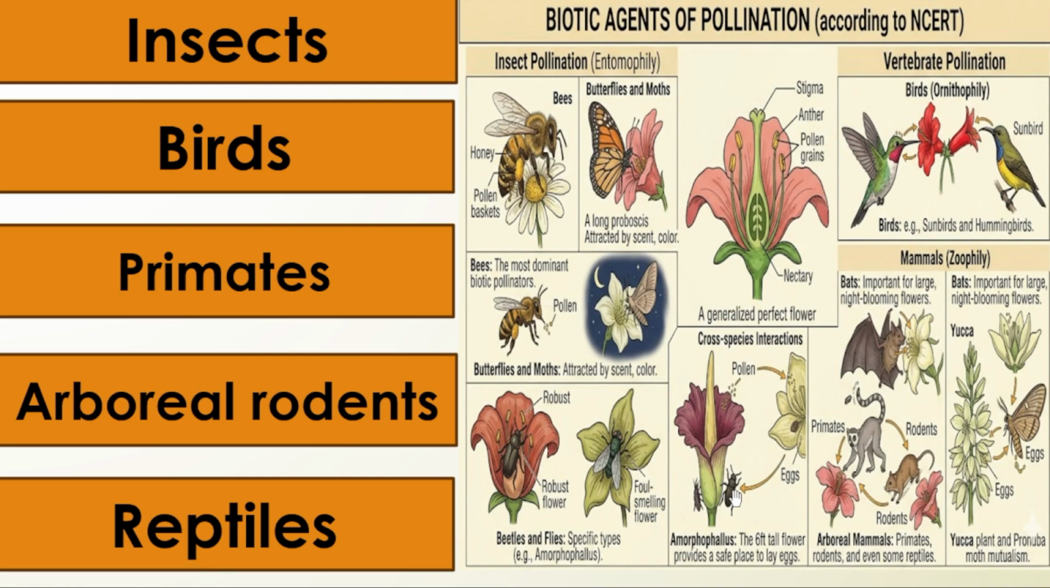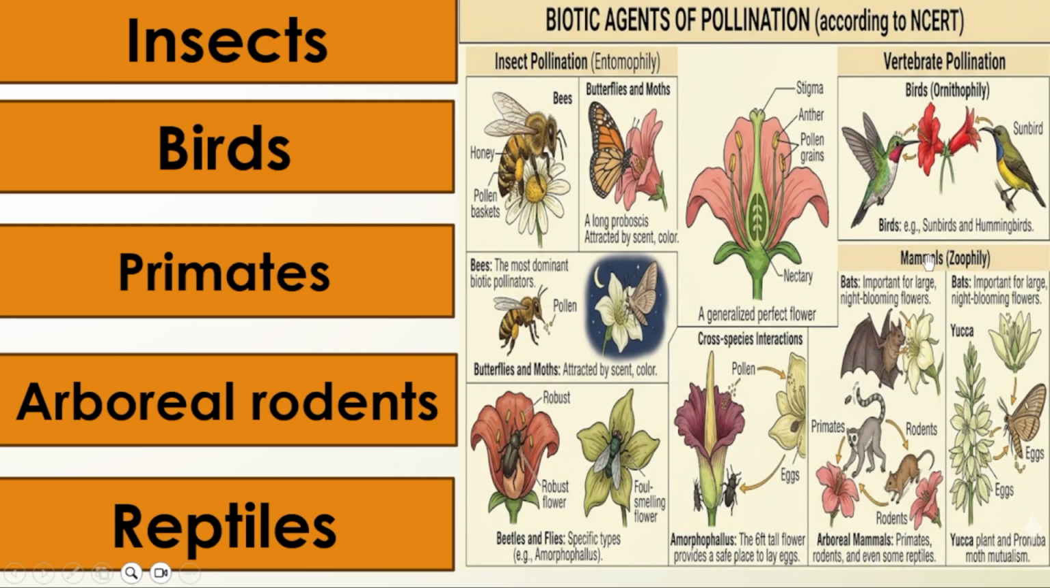Cross species, why is it called so? Because this is a totally different species of moth, and this one is a totally different species, but they are compatible with each other, because the moth has a safe place to lay its eggs, whereas the Amorphophallus flower is pollinated by the pollen grains present on the surface of this moth.